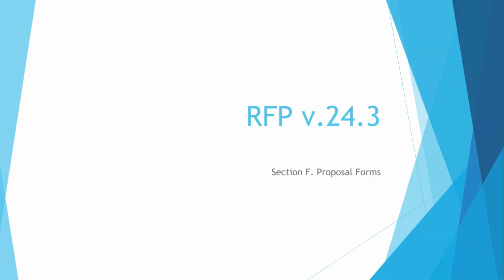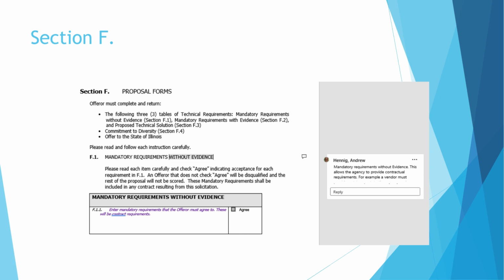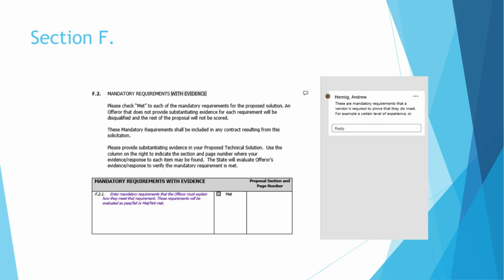Section F, Proposal Forms. Here we tell the vendor community how to provide us the information we need and explain what specific areas the agency will be evaluating. F.1, Mandatory Requirements Without Evidence. This requirement isn't something for the vendors to propose a solution to. They either need to agree or acknowledge that it is a requirement.